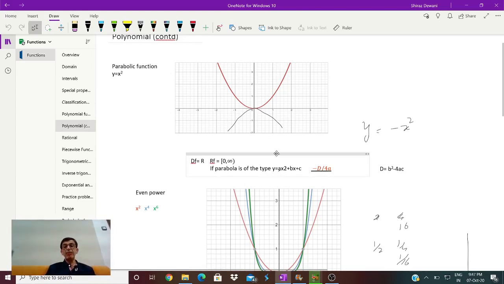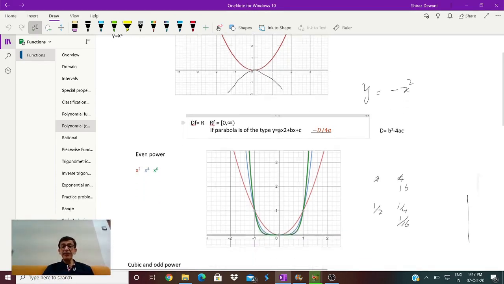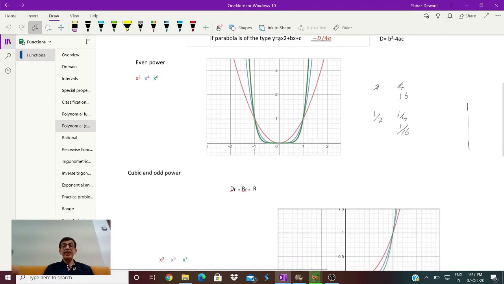If a is positive, it will be plus infinity, and this will be the minimum value. If a is negative, then this will be the maximum value, and the lower value will tend towards minus infinity. Then we see some other graphs of even powers.